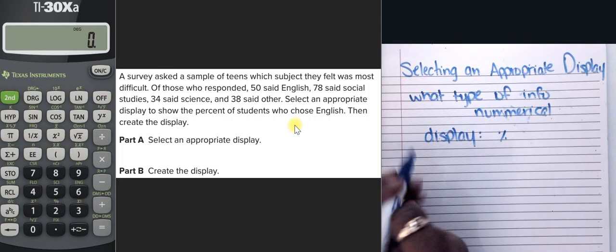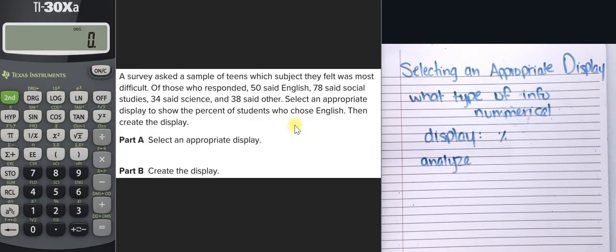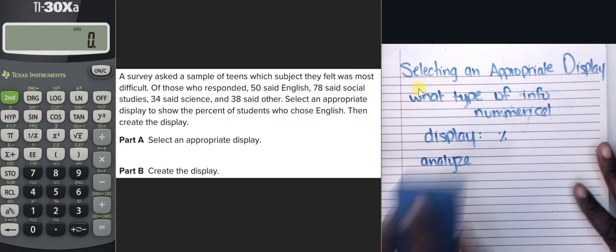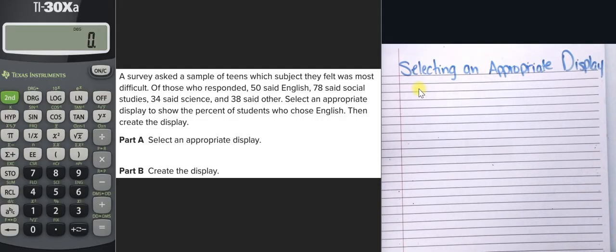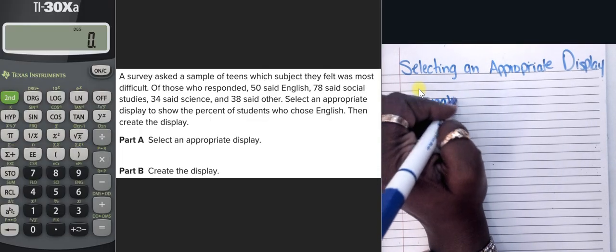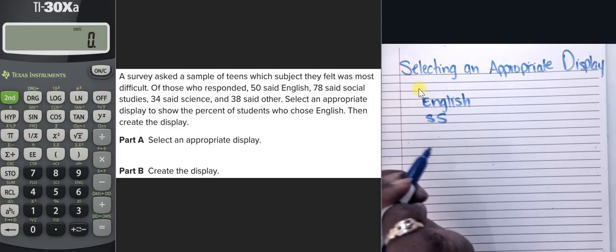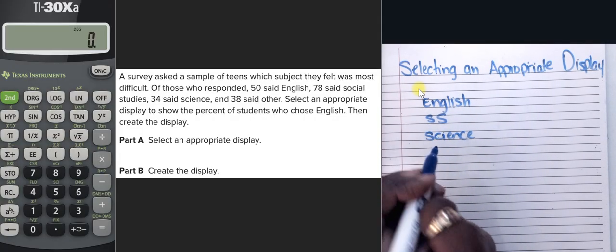And how will it be analyzed? The way that we're going to analyze it is looking at the different subjects, and each of them should be showing us a percentage of the whole. Knowing that information, I think it's going to be best for us to use a circle graph. For the circle graph, we're going to take down each of the subjects: English, social studies, science, and the last one is other.